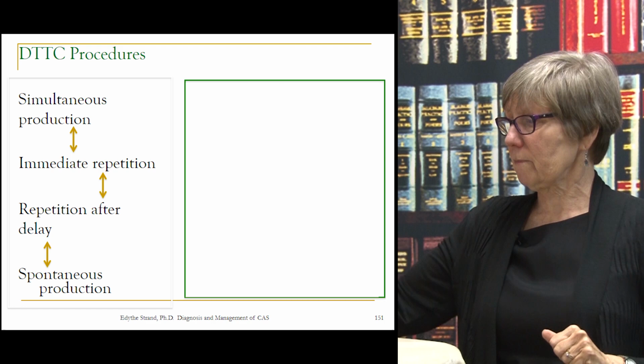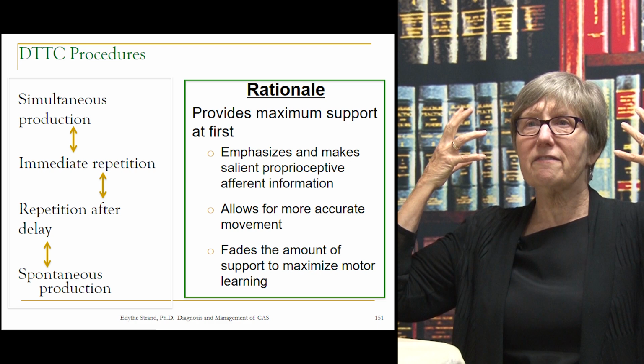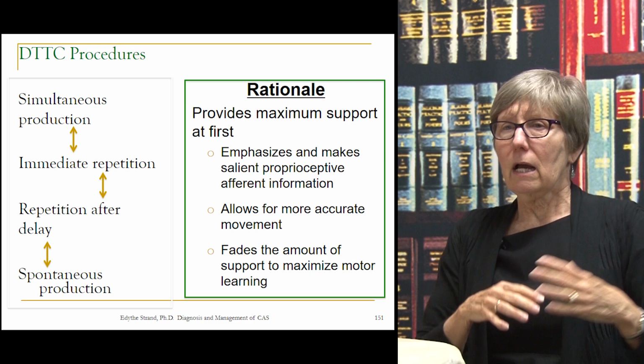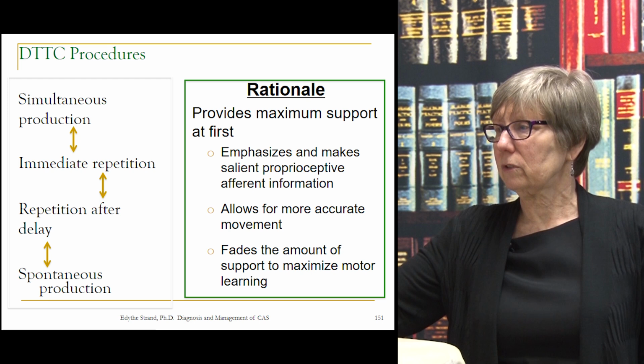Now, the rationale for this hierarchy is that it does just what I think we want to do in improving this movement accuracy, to improve the efficiency of the specification of the movement parameters. We're providing maximum support at first, and then we're slowing things down. We're emphasizing the proprioceptive input. We're going slow enough and simultaneous enough to get more accurate movement, and then we're fading that support at each level of the hierarchy as quickly as we can to facilitate motor learning.